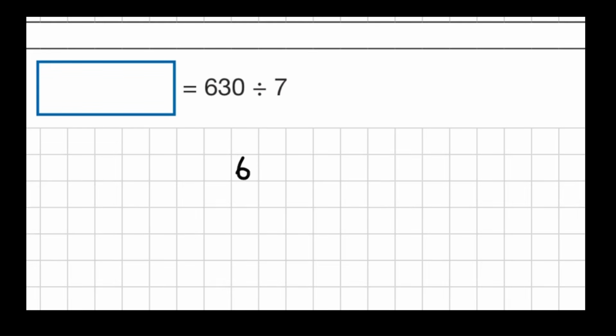So well done. Now try 630 divided by 7. Pause the video and have a go. I know that 63 divided by 7 is equal to 9. And therefore 630 divided by 7 would be equal to 90. As you can see, you don't always need to use bus stop.